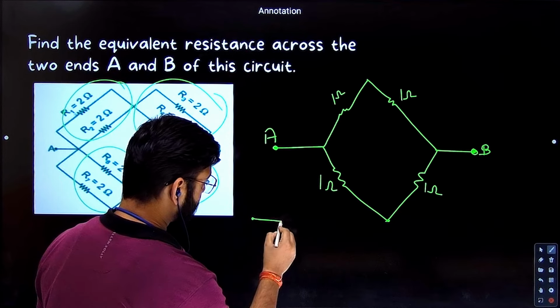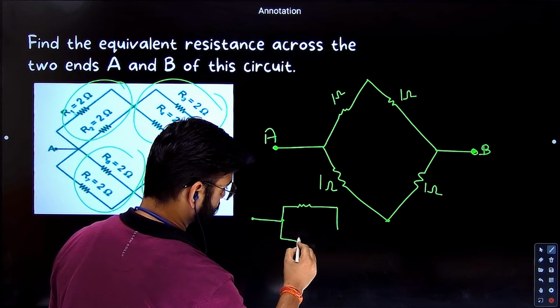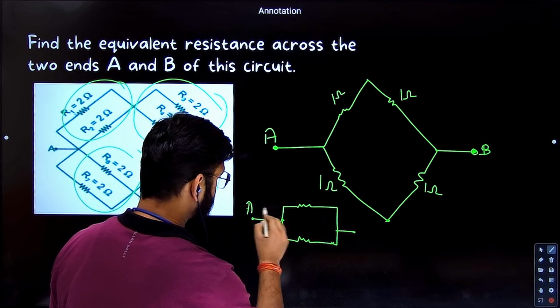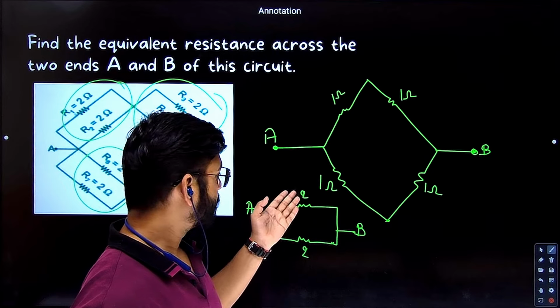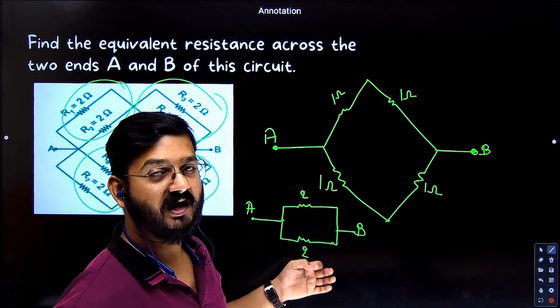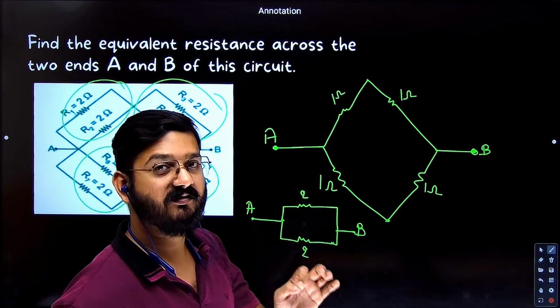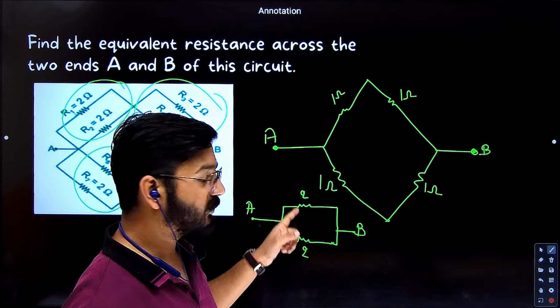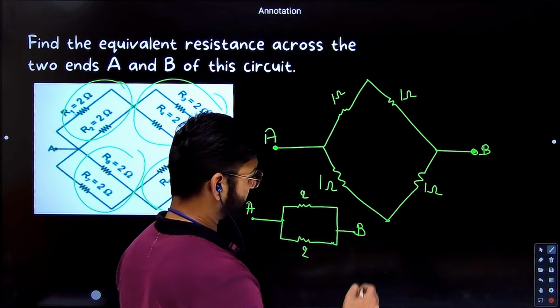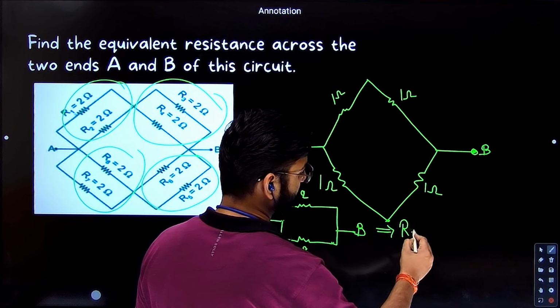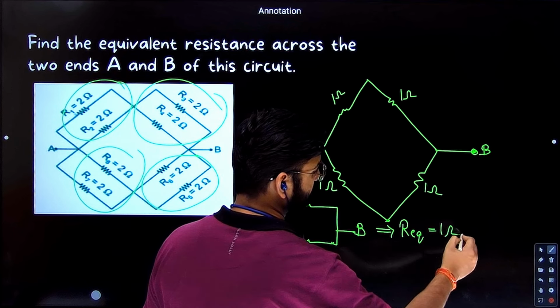The circuit will be something like this. This is A, this is B. So 2 and 2 in parallel. Again, same resistors connected in parallel. R equivalent will be what? Half of one of them. So the answer will be 1. Or R1 R2 by R1 plus R2: 2 into 2, 4, divided by 2 plus 2, 4. 4 by 4, 1. So R equivalent between A and B finally is 1.